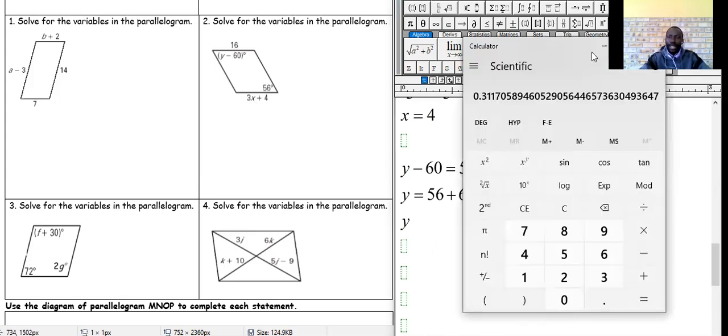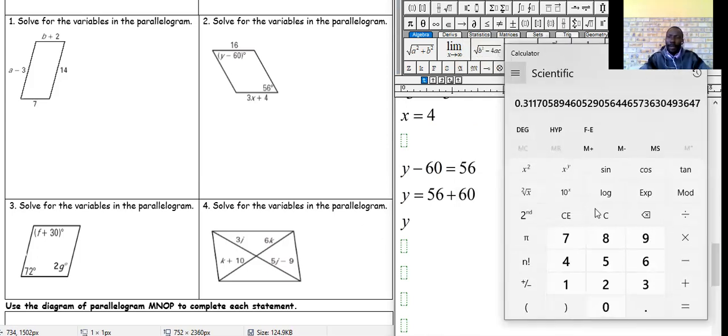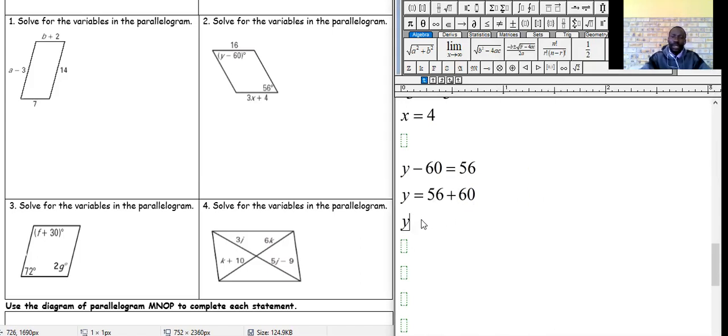Yes. So we can write 56 plus 60. We get 116. So we write it down there. So this is going to be the value of angle y, which is 116 degrees. Now, that is for Activity 2. Now, for Activity 3, I would like you to try it out, but I will create it for you.